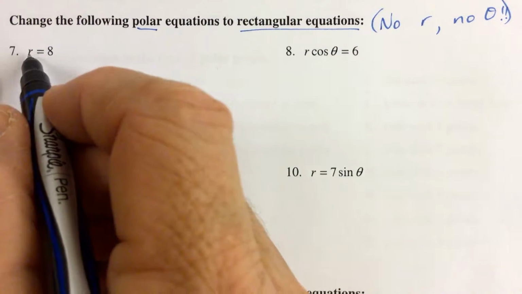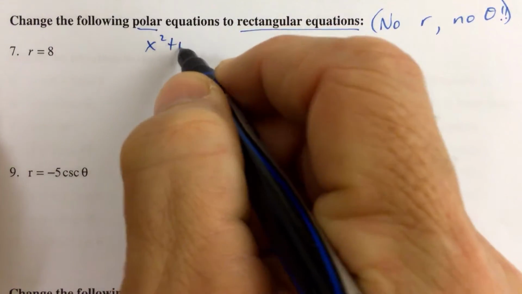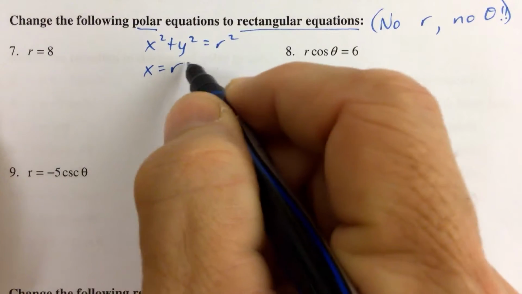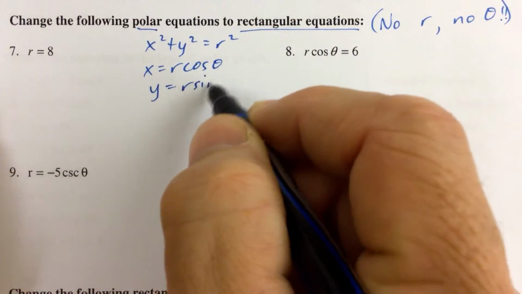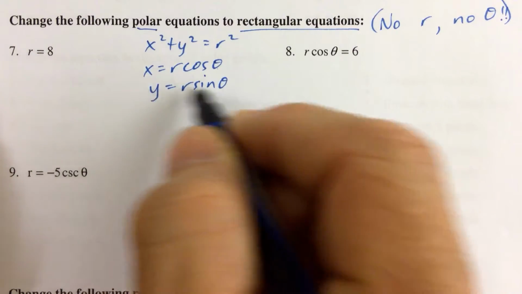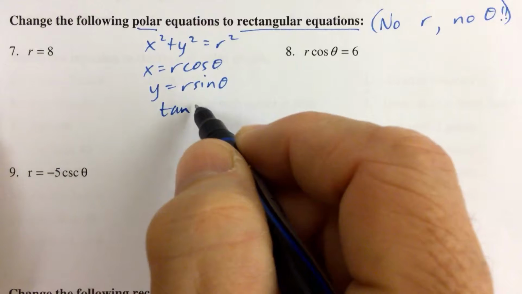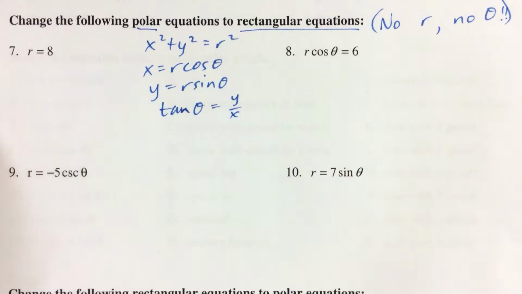Understand? r equals 8. So we have to remember the relationships here. x squared plus y squared equals r squared. We have x equals r cosine theta. y equals r sine theta. Remember, the sine and the y are connected. The x and the cosine are connected. And then we have the tangent of theta is equal to y over x.